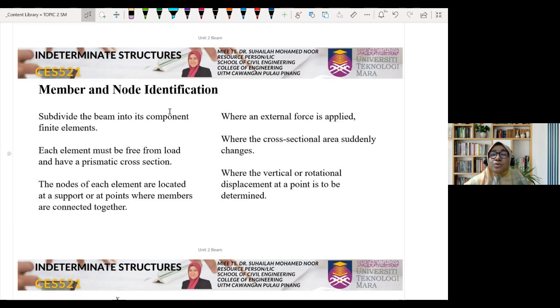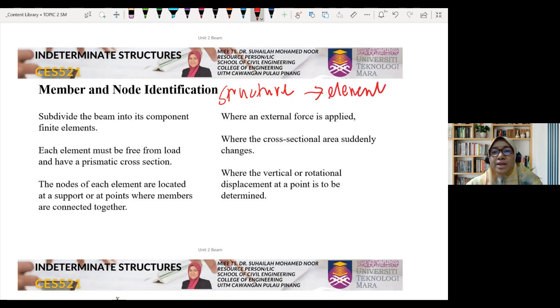So you need to analyze the structure. What we actually do when we want to analyze the structure is divide the structure into elements, because structure comes from elements. Okay, we go backward. Structure is actually a combination of many elements. A combination of many elements produces a structure.